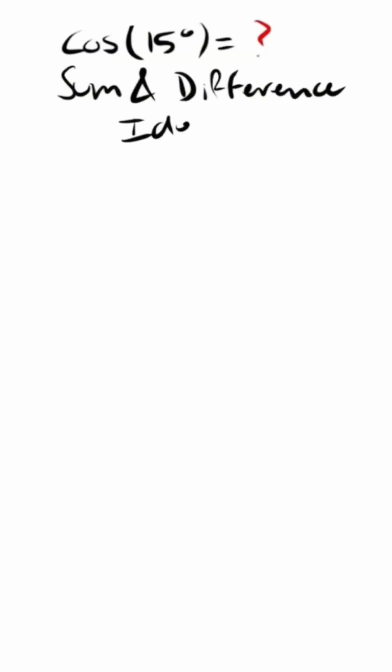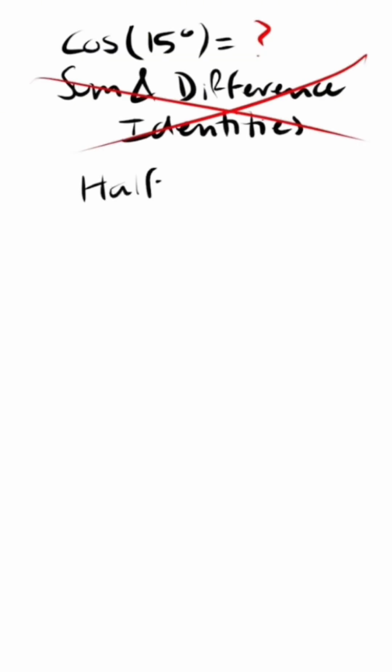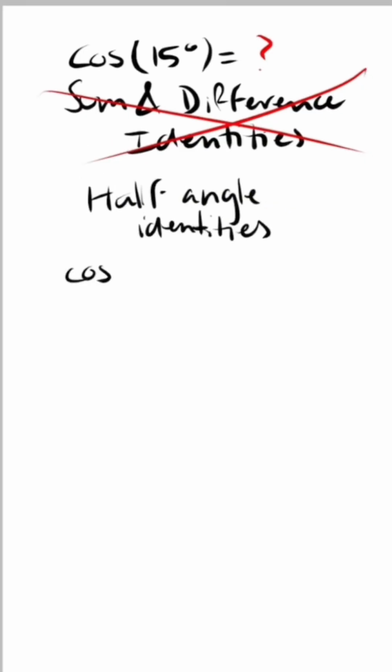We know from the last video that we can use the sum and difference identities. However, I don't think this is the most efficient way. Instead, we can use the half angle identities, which is much easier.